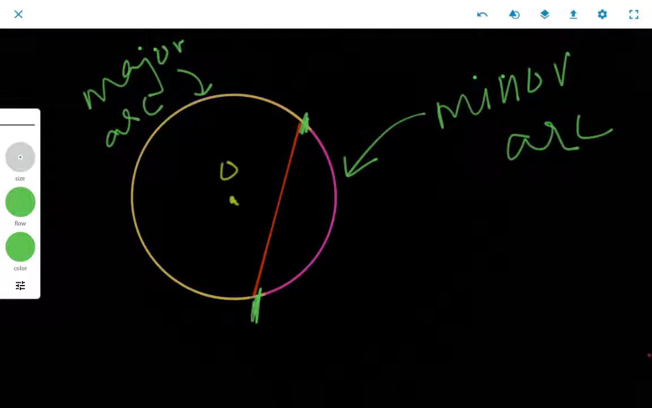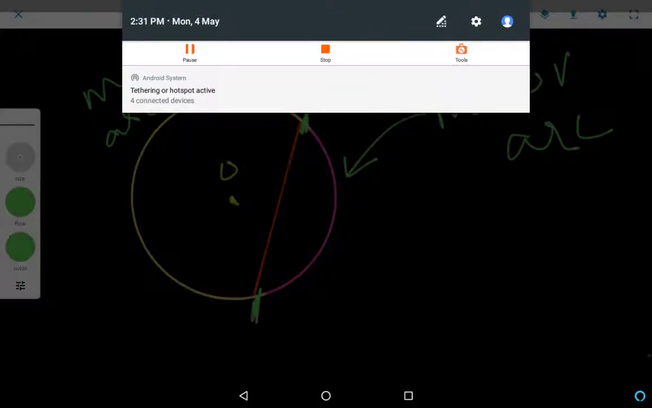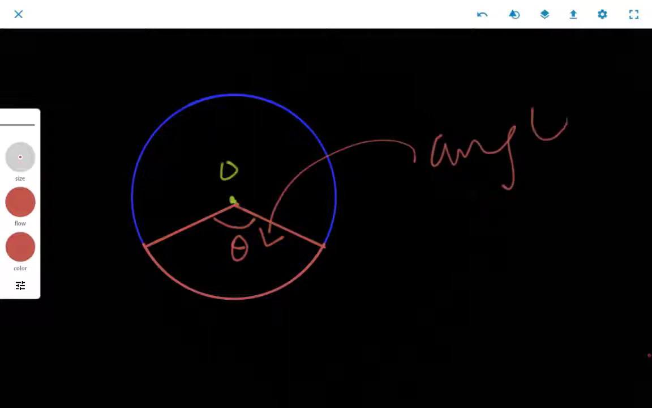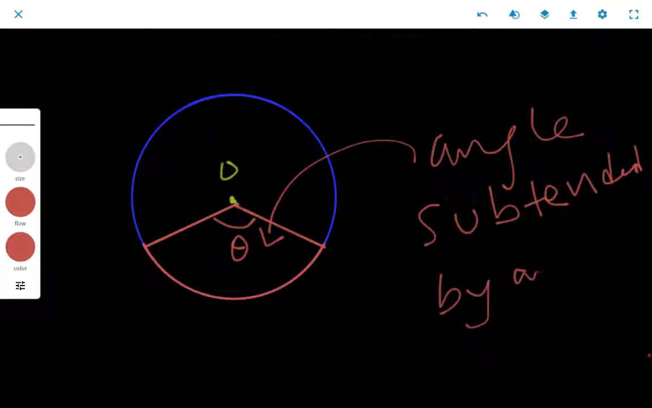So if I draw it like this, this is an arc, the major arc. Now I'll draw another part. Here you can see I have cut out one arc. So if this angle is theta, then this theta is called the angle subtended by an arc. This first part will be boring.